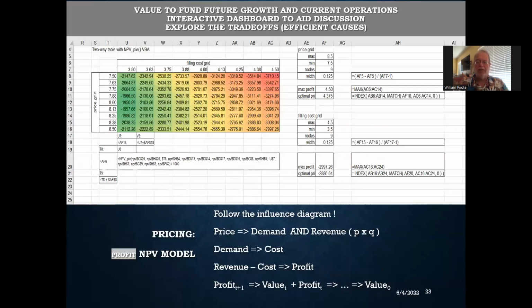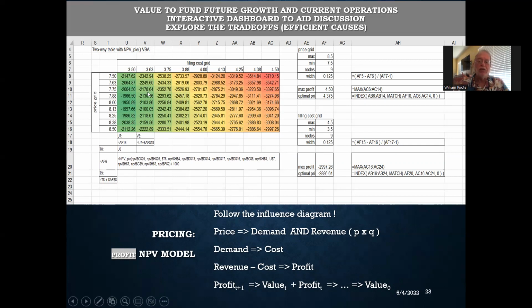And then we have a two-way table, which means we have two grids to build. One as columns, filling costs, and the other as prices. Two of them. And we can get the max profit out of, where's the max profit here? And we can play with this. That optimal price was the optimal price overall. Okay. We can do a lot of different things with this.